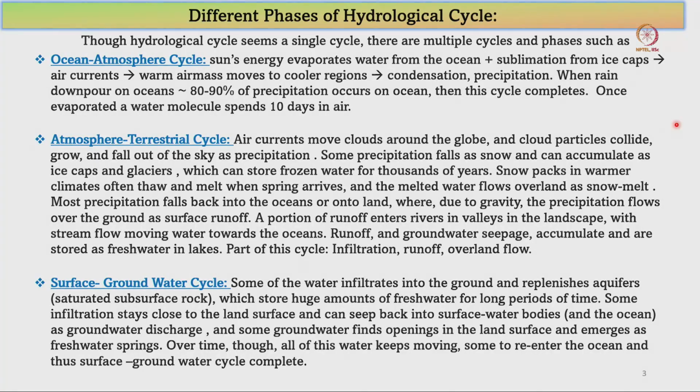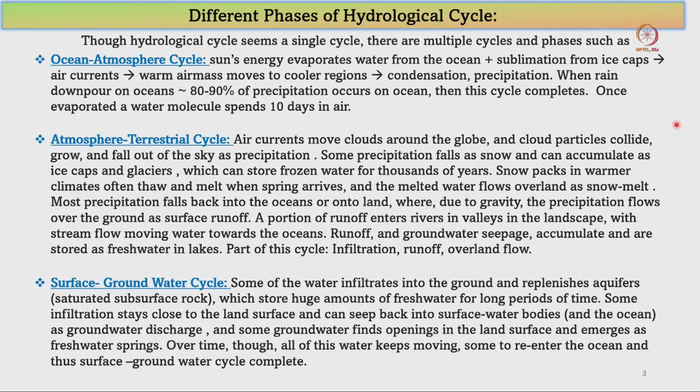Once this precipitation starts forming, if it is happening in the oceans, which is like 80 to 90% of the time, the oceans are actually receiving back the water that was evaporated, and then this cycle gets completed. It is said that once a water molecule is evaporated from the ocean, it stays in the atmosphere for roughly 10 days. So, 10 days is the residence time of water in the atmosphere.